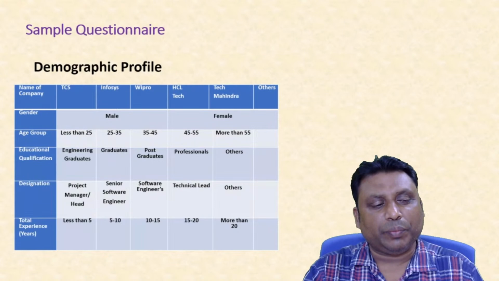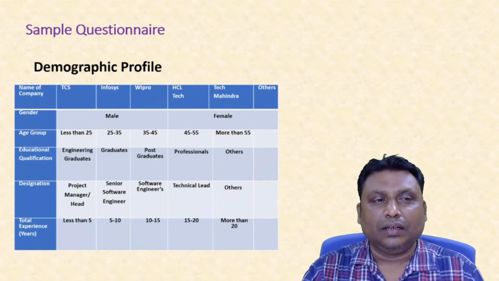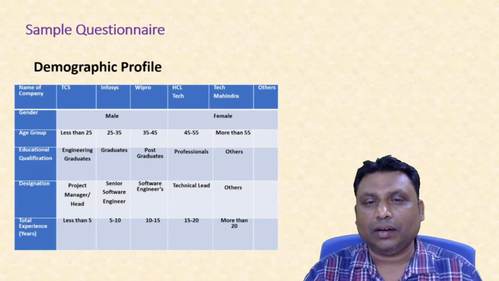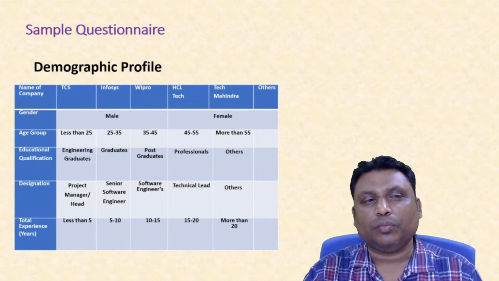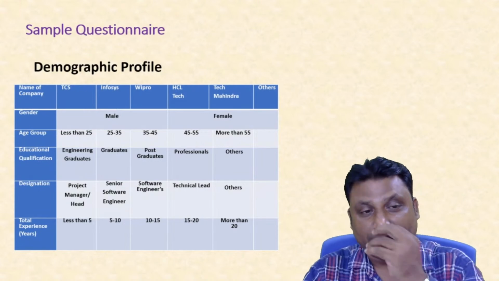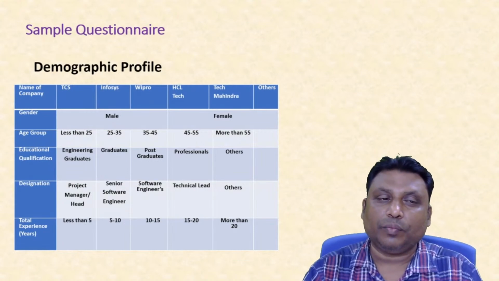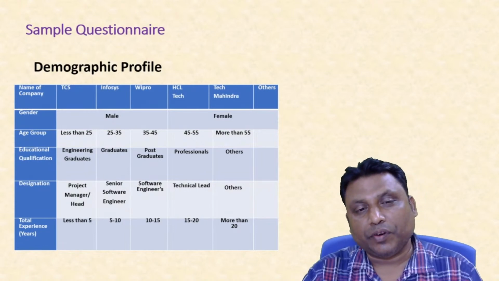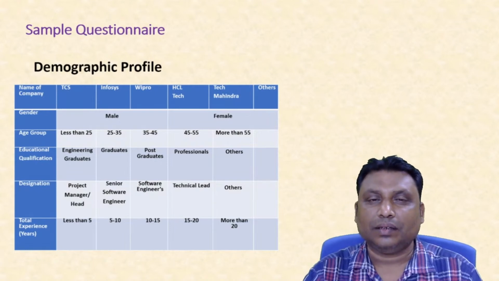Another form also you can prepare for your demographic profile. See this table. Name of the company, I have given TCS, Infosys, Wipro, HCL, Tech Mahindra, and others. Suppose they are employees of these organizations, because in service holder cases we can take the data collection. Gender, male, female, they have to put tick marks. Age group, less than 25, 25 to 35, 35 to 45, 45 to 55, and more than 55.